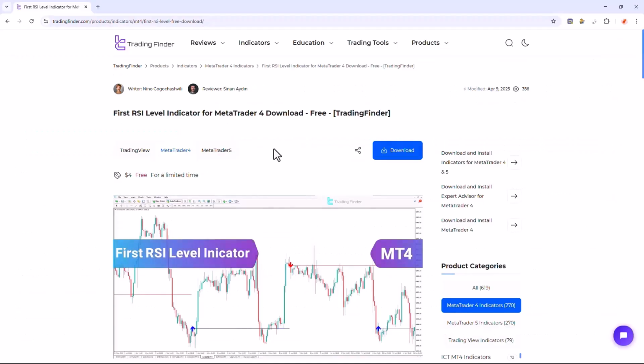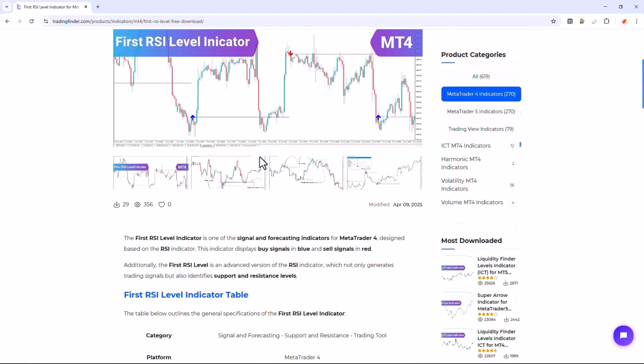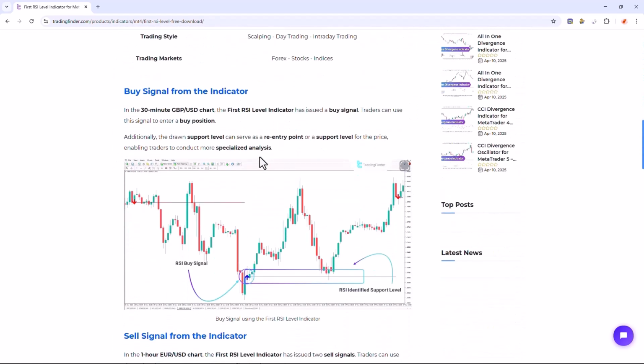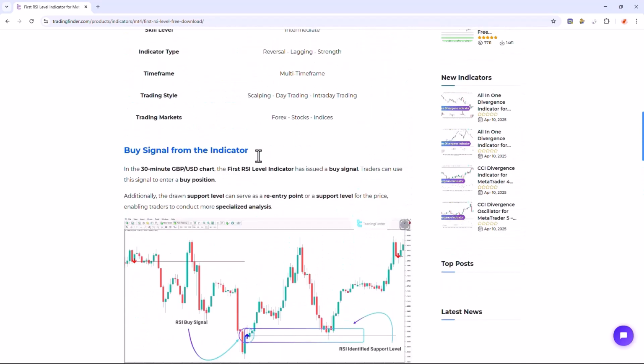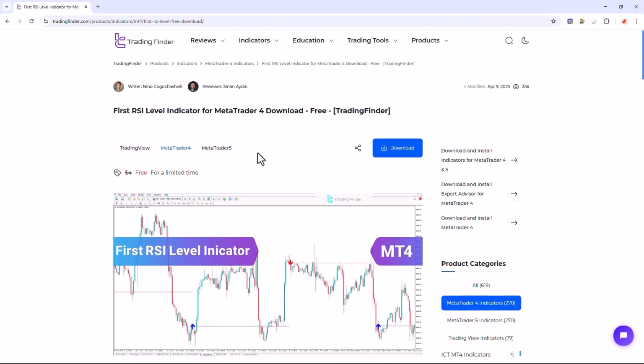The First RSI Level Indicator, which is offered for various platforms on the TradingFinder website. From this section, you can download the indicator file for MetaTrader 4 and MetaTrader 5 platforms and run it on the chart.